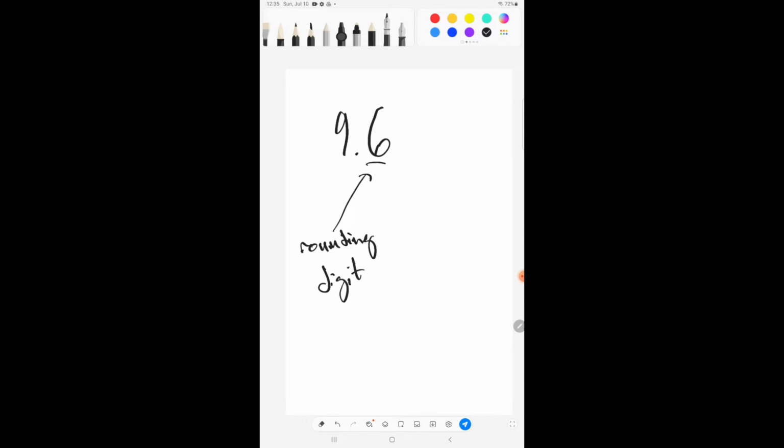Now, how do we determine whether we round this digit up or keep it the same? By examining this adjacent digit, n. So this could be 1, 2, 3, 4, 5, 6, 7, 8, or 9. I'm going to call this the adjacent digit because n is adjacent to the rounding digit. All right, great. So we want two significant figures for 9.6.